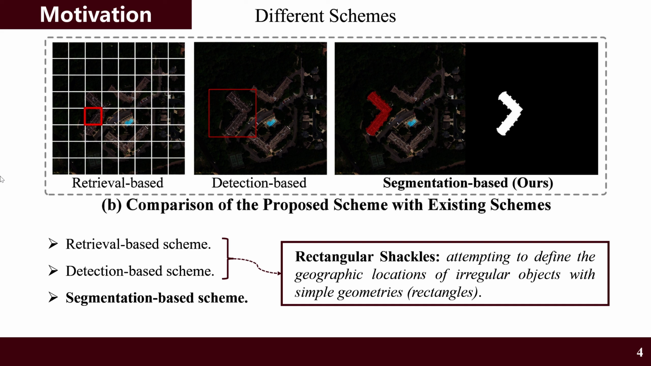The retrieval-based scheme divides the satellite image into uniformly sized patches to construct a reference database and attempts to retrieve the patch that is most semantically similar to the query object as a location proposal. The detection-based scheme finds the best bounding box containing the query object in satellite images as a location proposal. Our segmentation-based scheme attempts to obtain a segmentation mask of the query object as a location proposal. Clearly, the segmentation mask proposal expresses the location of the irregular object more accurately.